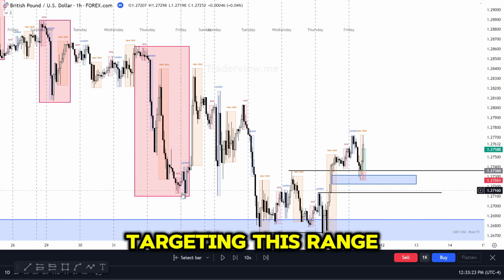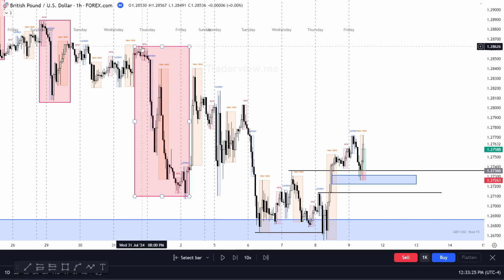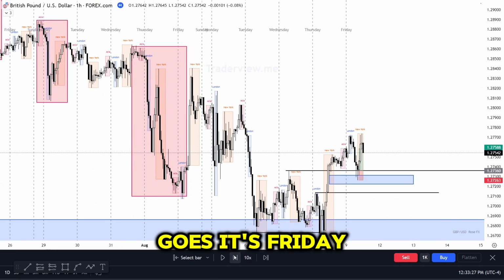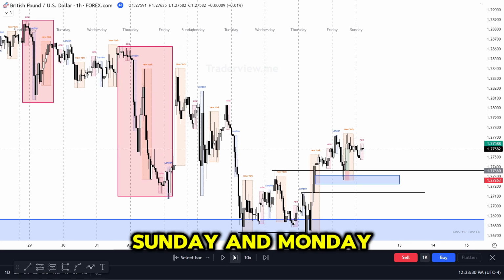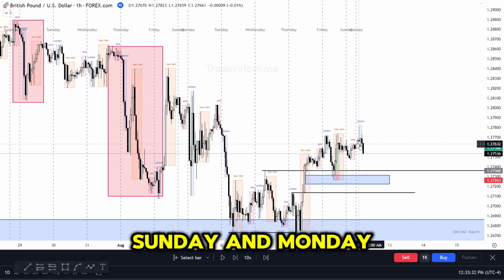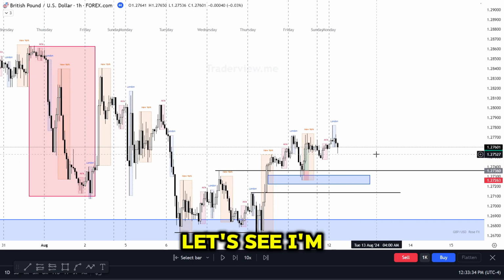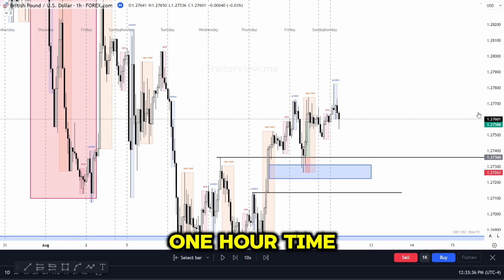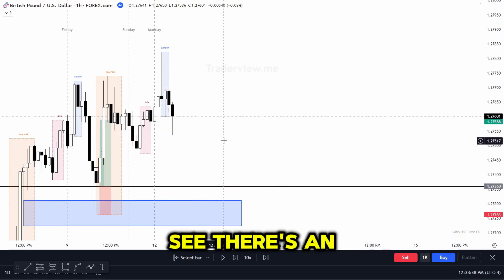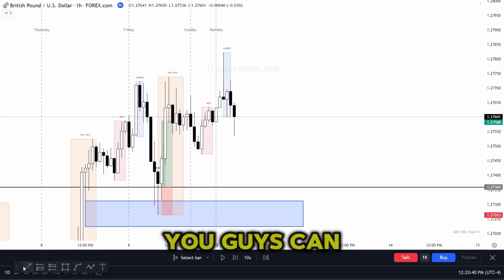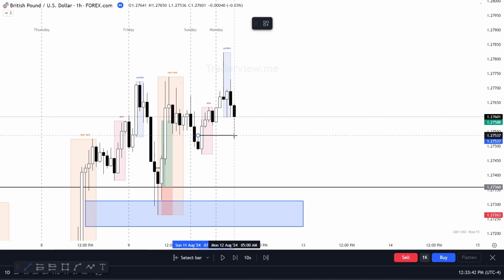So over here I'm targeting this range, so see how it goes. It's Friday, Sunday, and Monday over here. Let's see, I'm looking for buys actually. So in the 1 hour time frame, you guys can see there's an order block over here. You guys can take this as an order block.